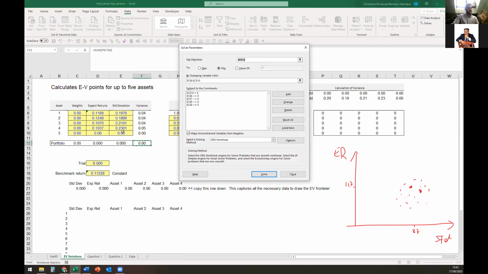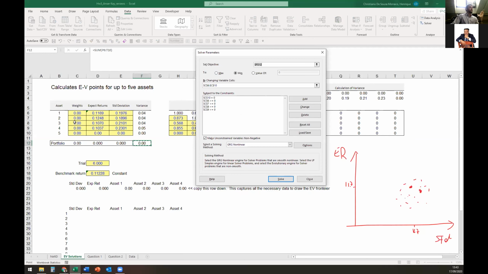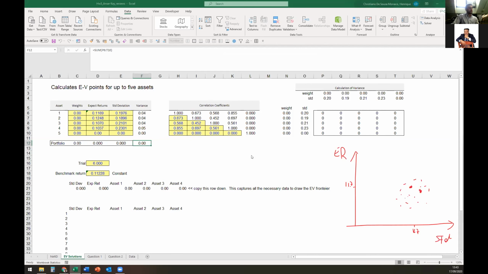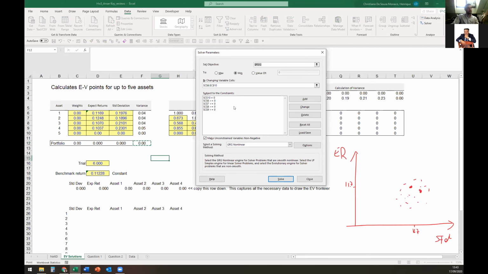So I'm just talking here, so feel free to interrupt me if that doesn't make any sense at all, or if you have any questions. We told solver the first 4 weights have to be greater than 0, and the 5th has to be 0, right? Now, if you solve here, you're gonna find 0, because it's still all 0, it's saying the minimum variance is 0.